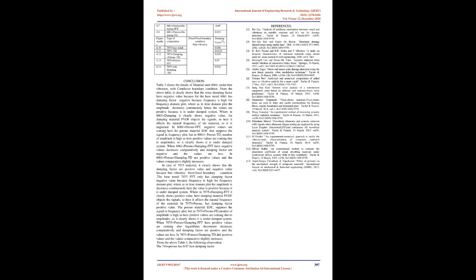In 7075 plus porous, the damping factor has a positive value. The porous material EOC suppresses the signal in the frequency plot, but in 7075 plus porous FD the number of amplitudes is high, so positive values are coming due to amplitude, so it clearly shows it is an underdamped system. When 7075 plus porous and damping FFT, positive values are coming, also the logarithmic decrement decreases comparatively and the damping factors are positive and the values are less. In 7075 plus porous and damping TD the values are positive and comparatively slightly increase.